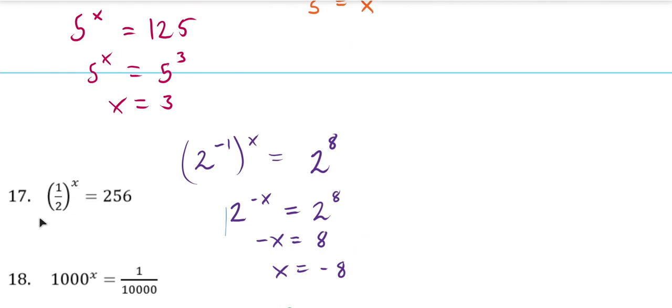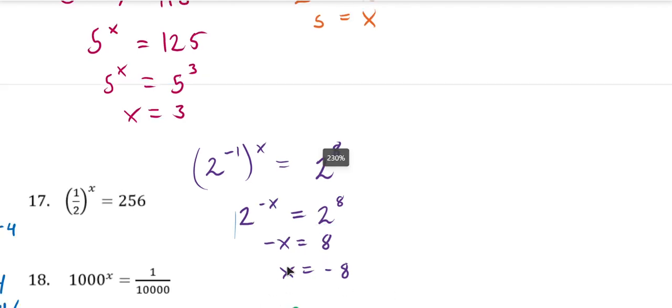17 is kind of a funny one because we have a negative power of 2 here. That's no big deal. 1/2 is 2 to the minus 1, and 256 is 2 to the 8th. So once we have things written that way, we can equate the exponents to say that negative x is equal to 8, and therefore x is equal to negative 8.